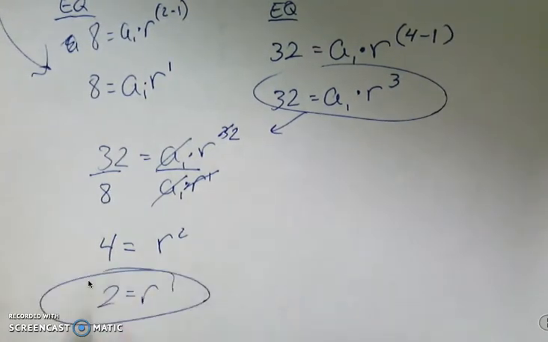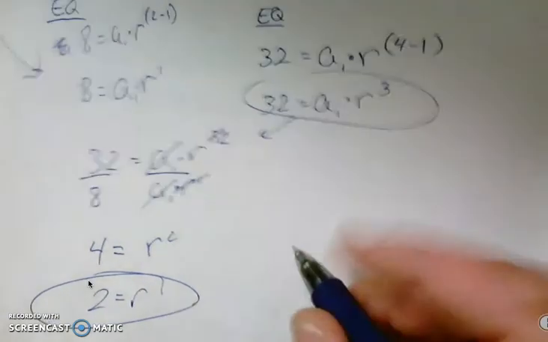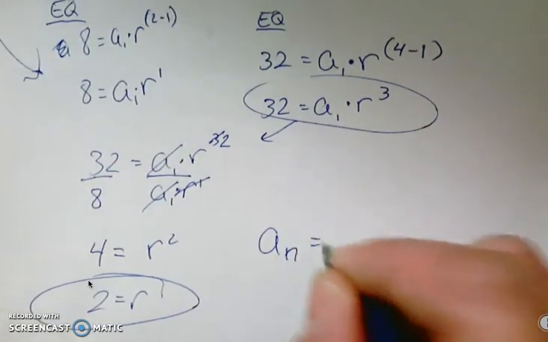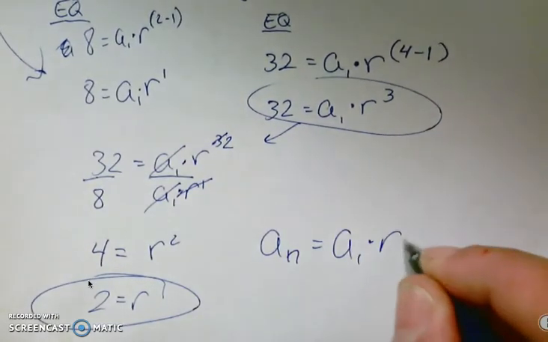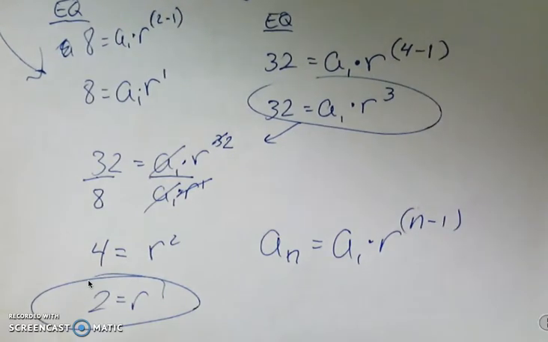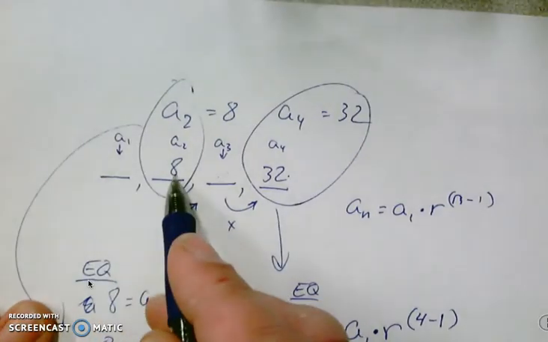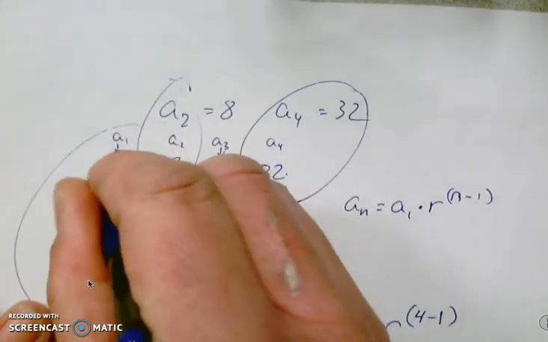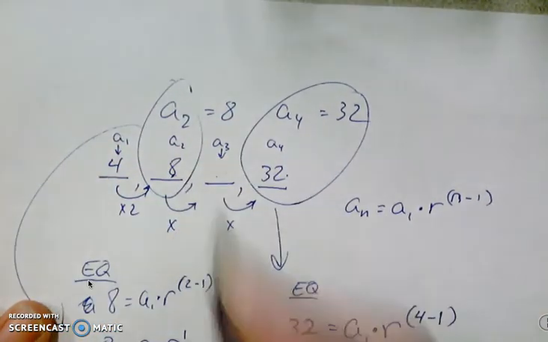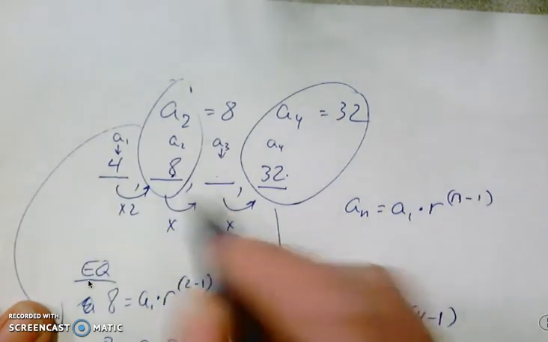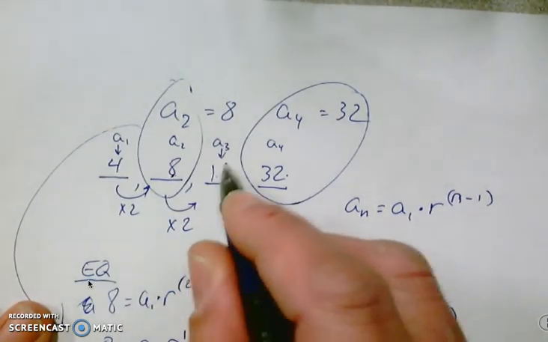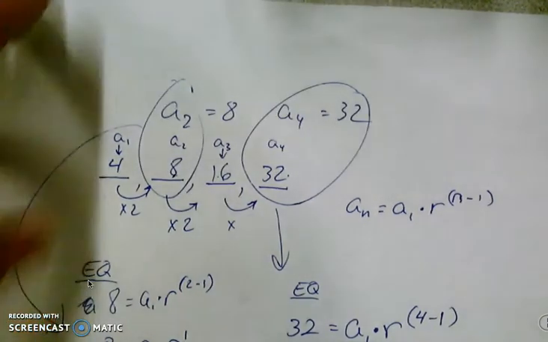Okay? That doesn't answer our question. We need to know A1. We know R now, and we know it's to the n minus 1. We don't know A1. But we know our multiplier, the ratio. R is for ratio, but it's also a multiplier. We know our ratio is 2. So if this was 8, then this must have been 4. So we can go times 2 to get to 8. This is 8, we're going to go times 2 to get to 16. And so on and so on.